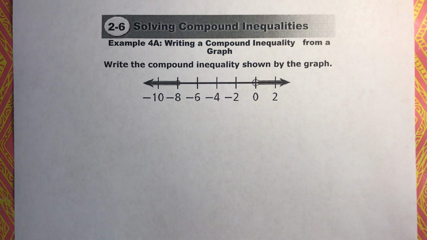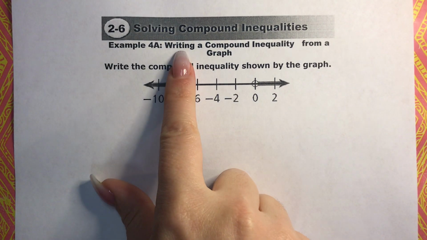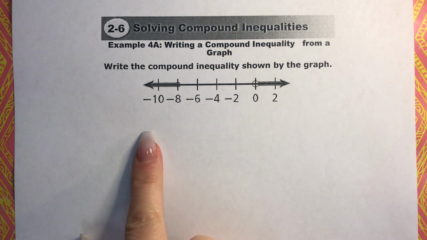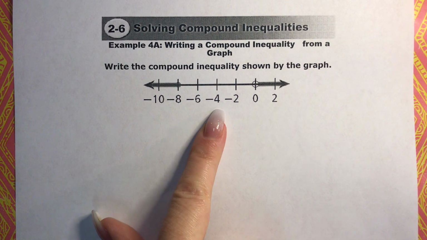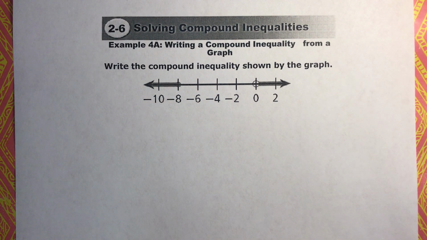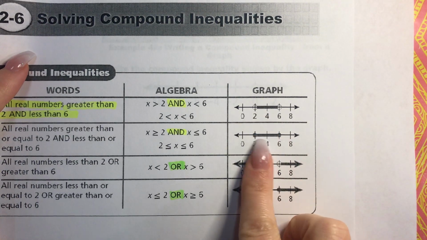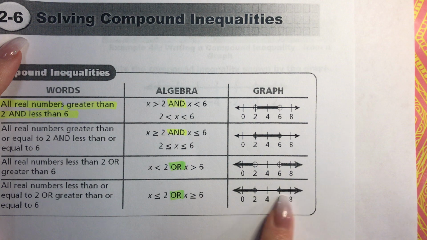All right, so now with example 4, we're going to be writing a compound inequality from a graph. So we have this graph right here, and we just need to write the compound inequality. This is really going to help if you remember the shape. I basically talked about two shapes previously. There's this shape here, and then there's this shape right here.